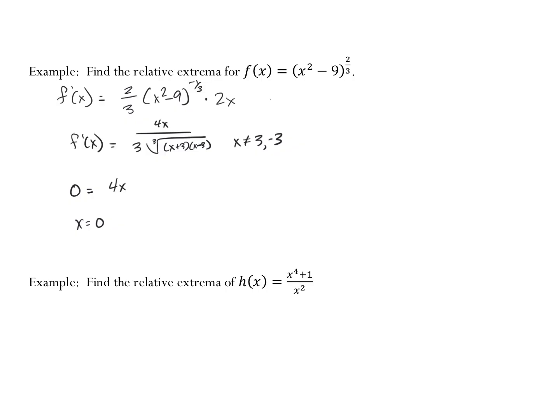All right, so in this case, my number line is going to be arrowed. The values I'm testing are negative 3, 0, and 3, because again, I need to test wherever the derivative is equal to 0 or the derivative is undefined. Those are x values.